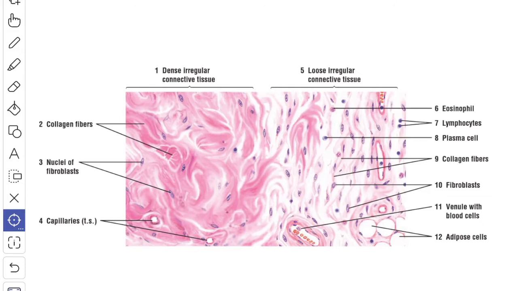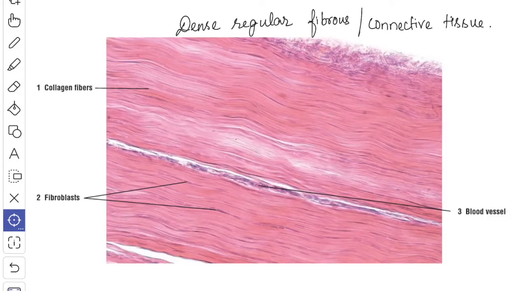There are two kinds of dense connective tissue. One is regular, the other one is irregular, according to the orientation of their fibrous component. So in this picture, you can see the bundles of collagen are arranged parallel to one another in a very orderly manner. So this kind of tissue is called the regular fibrous tissue or the regular connective tissue. The best example for this is the tendons.